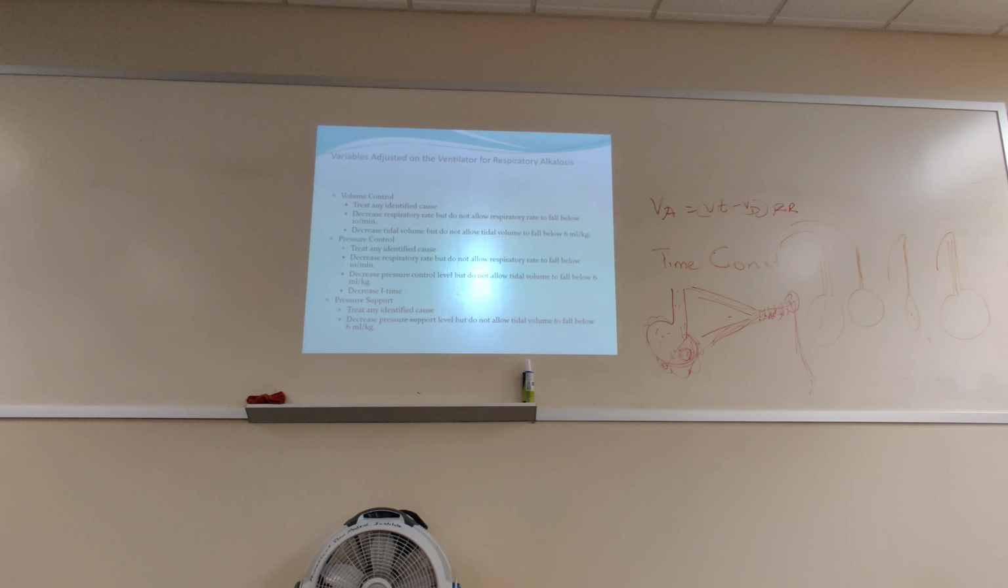Variables adjusted on the ventilator for respiratory alkalosis. The volume control: you identify the cause and try to fix it. If you can't find any cause, then you're going to decrease your respiratory rate. Make sure you're not going below 10. If that is going to happen, you decrease your tidal volume. Okay? But there's an exception here.